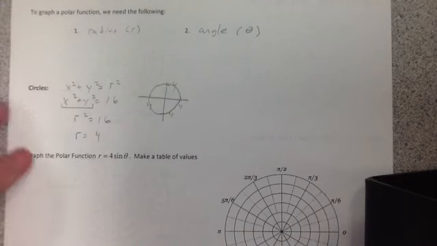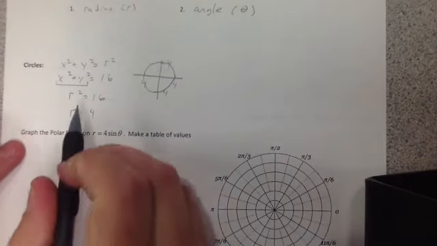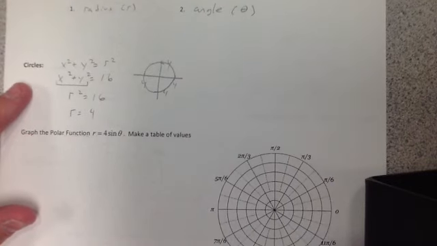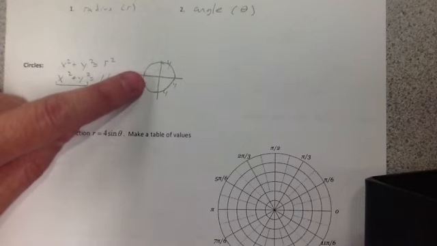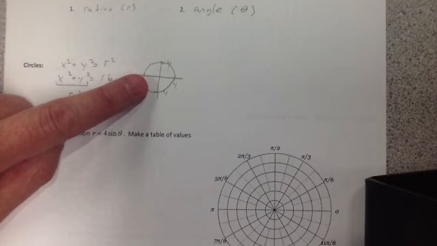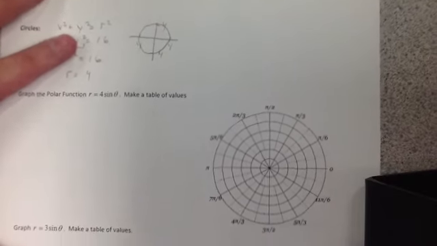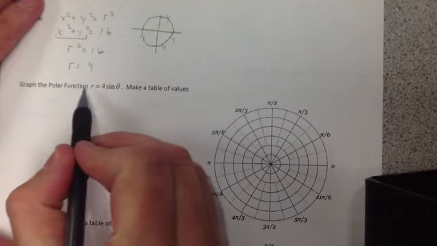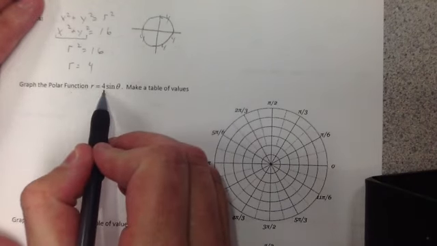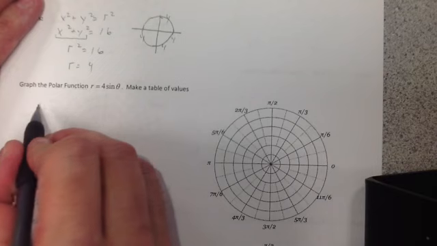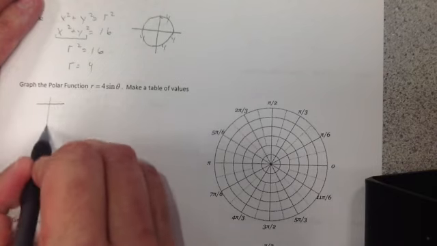Very easy to do. Now, there is another way we can graph a circle. What if the circle is not centered around the origin? And that's what we're going to take a look at for the next two examples. Now, the first one, graph the polar function r equals 4 sine of theta. And it tells us to make a table of values. And this is very easy to do. We're going to make a table.